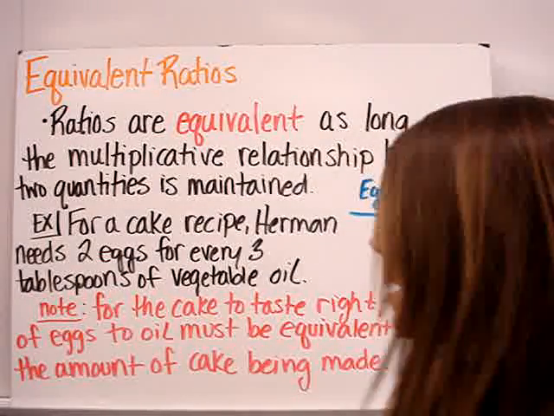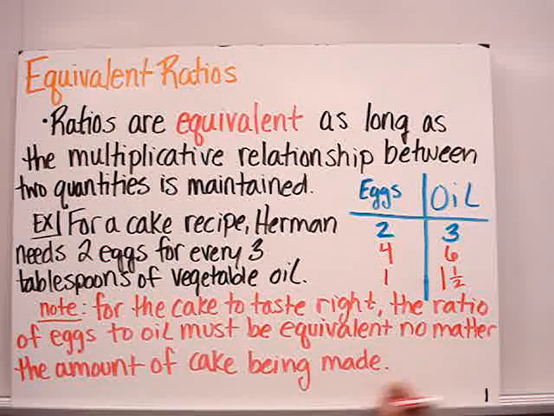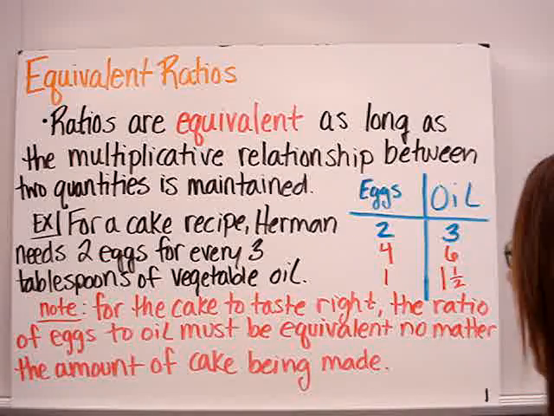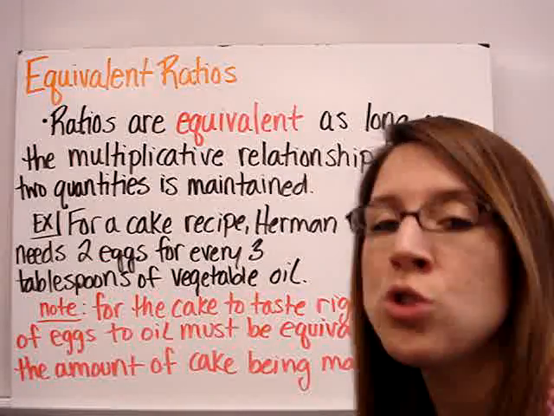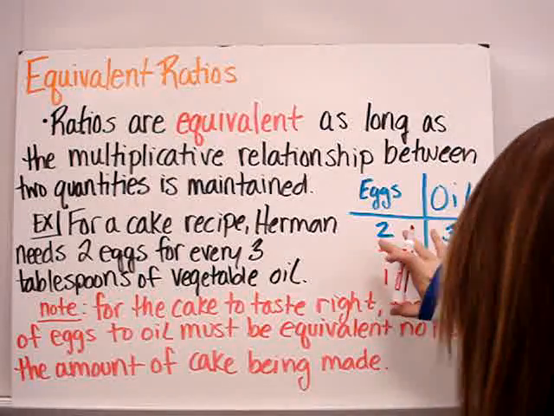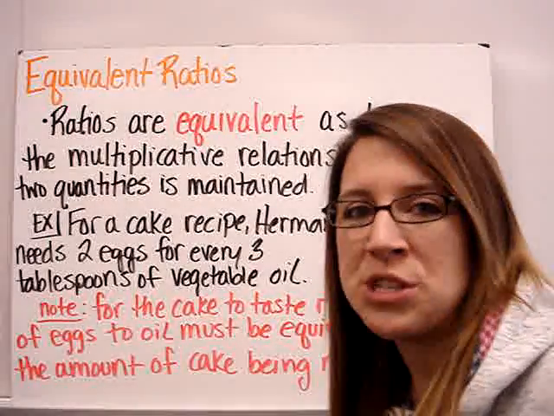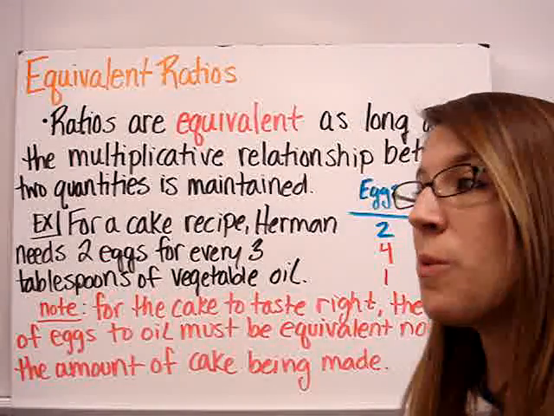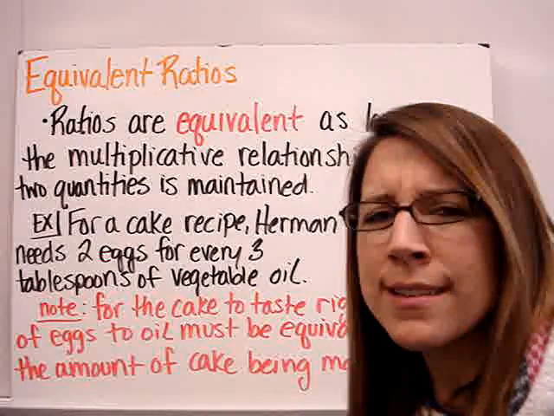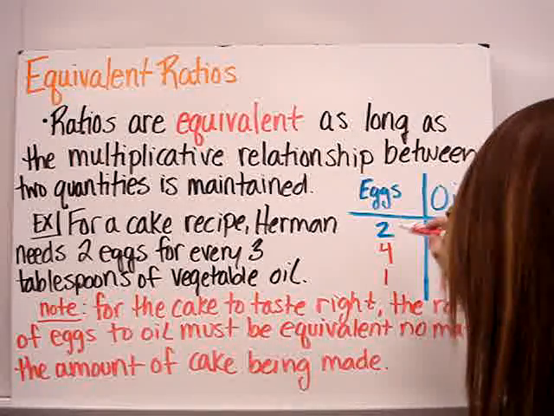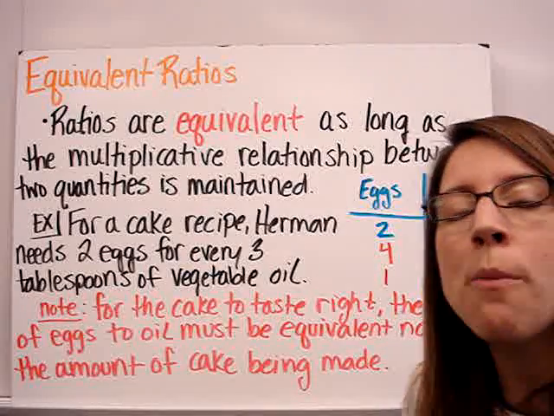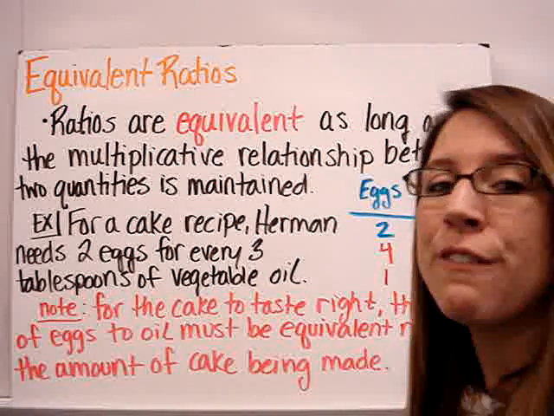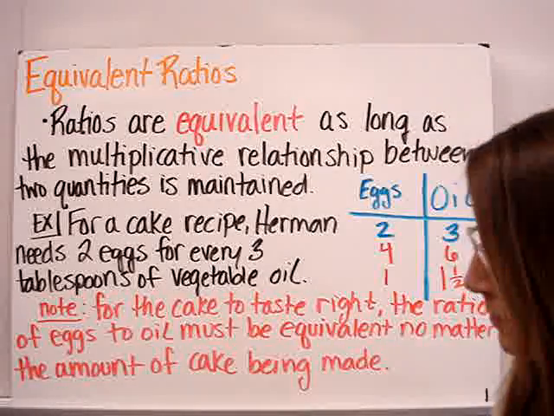The point to this is, for the cake to taste right, the ratio of eggs to oil must be equivalent, no matter the amount of cake being made. We could make a huge cake. Let's say we wanted to make a cake that is 5 times the size of the original recipe. Well, we would multiply the number of eggs by 5. And so we would need how many eggs? We would need 10 eggs. And because I had to multiply that by 5, I would also multiply the amount of tablespoons in the original recipe by 5, therefore needing 15 tablespoons of oil.